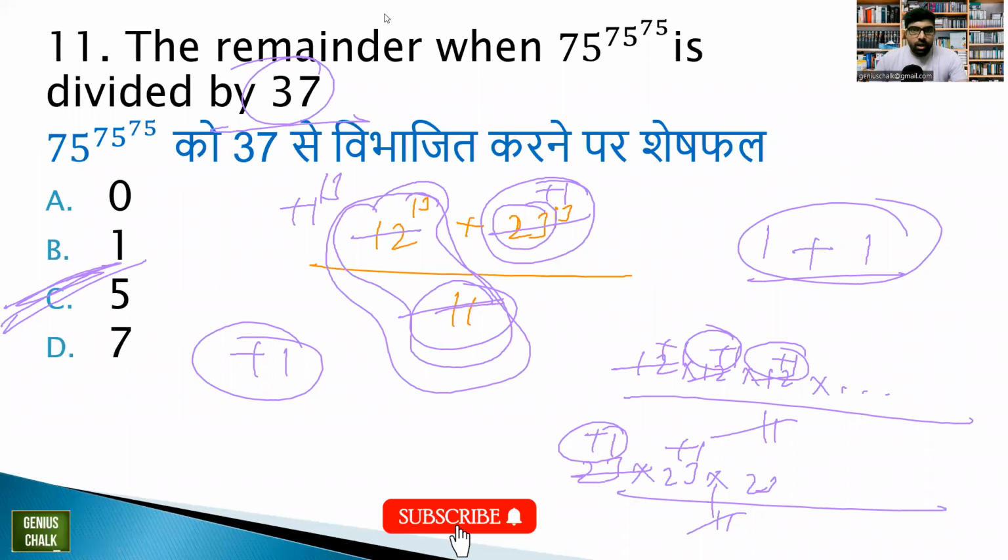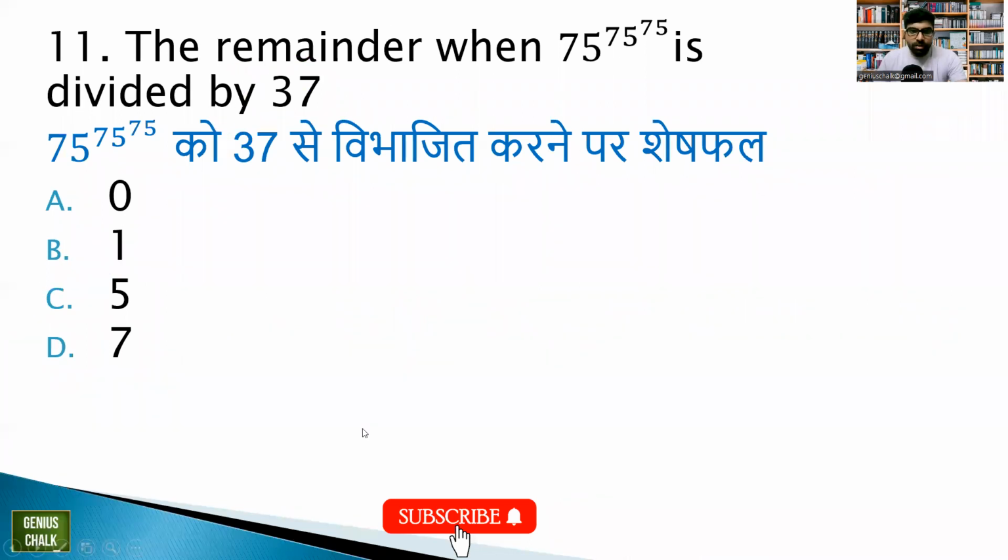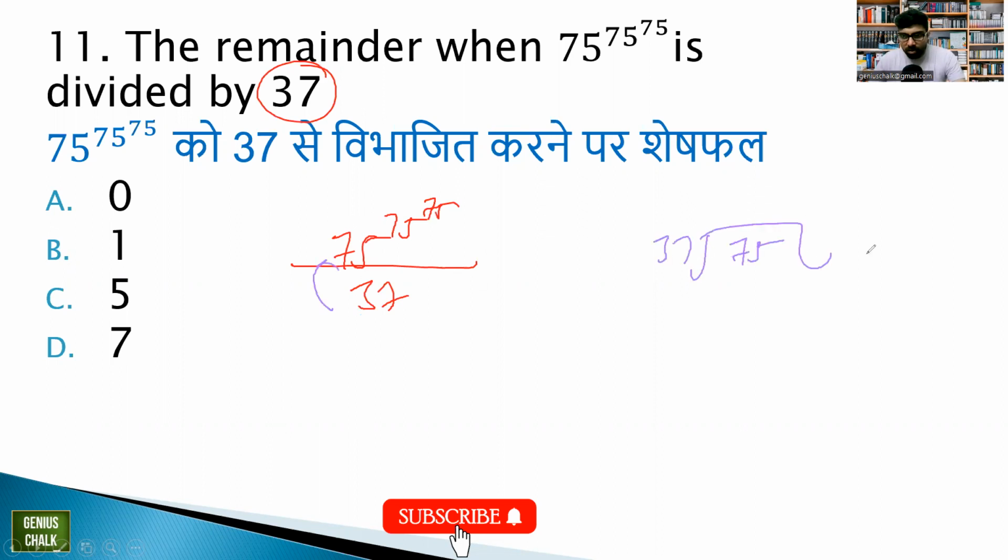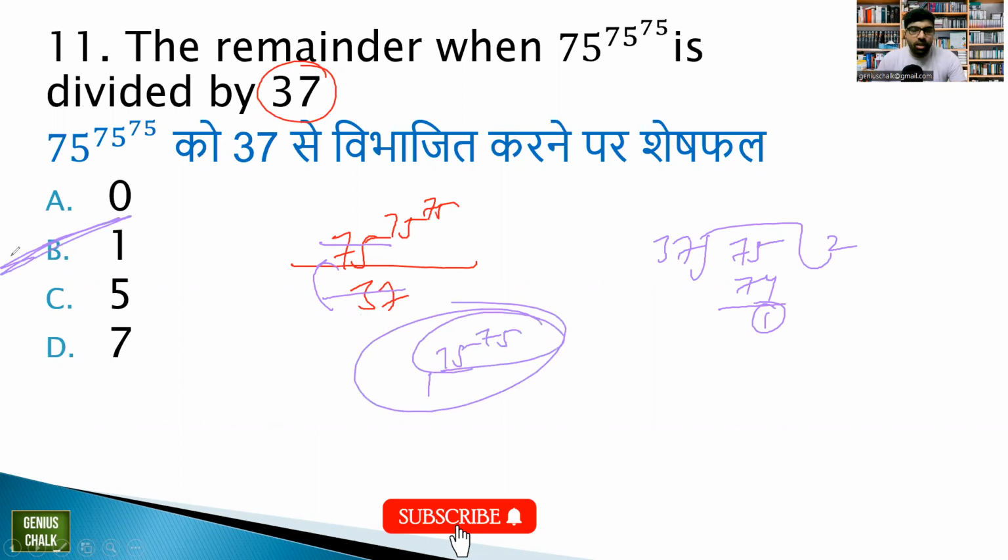Next. Remainder when 75 to the power 75 to the power 75 is divided by 37. You know the rule. Irrespective of whatever the answer is, the only thing you have to do in this question is divide 75 by 37. 37 times 2 is 74. Remainder is 1. That means 1 to the power 75 to the power 75. Now 1 to the power anything in the world always gives us 1 as the answer, guys. The answer of the question has to be 1. I hope the concept is very much clear. Let's move on to the next.